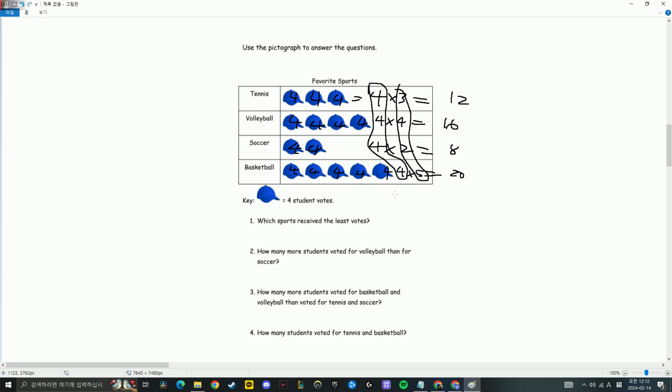Which sport received the least votes? The least votes, we could see that it is soccer, because 8 is the least amount, and it only has two caps. How many more students voted for volleyball than for soccer? So we're looking at volleyball and soccer. 16 minus 8 would be 8.